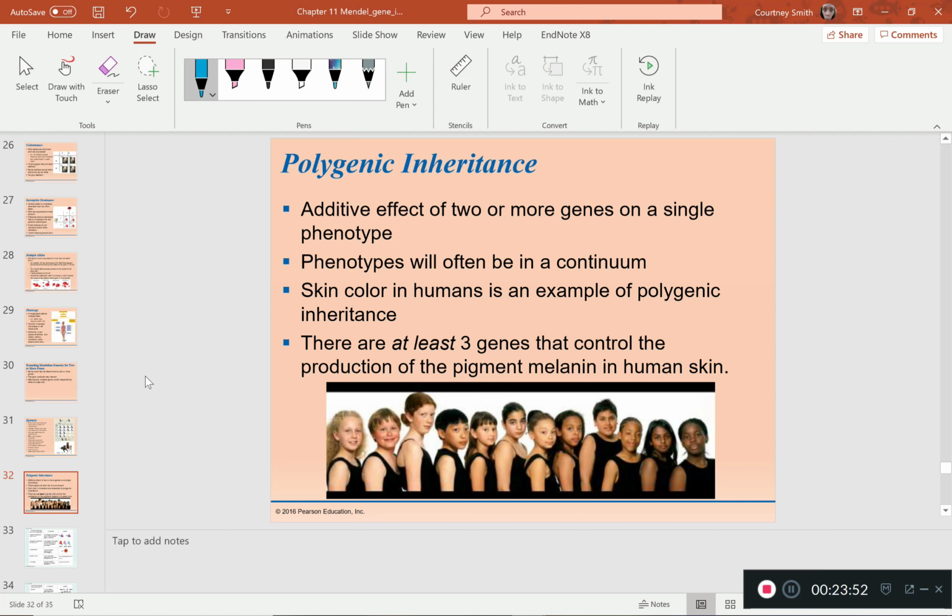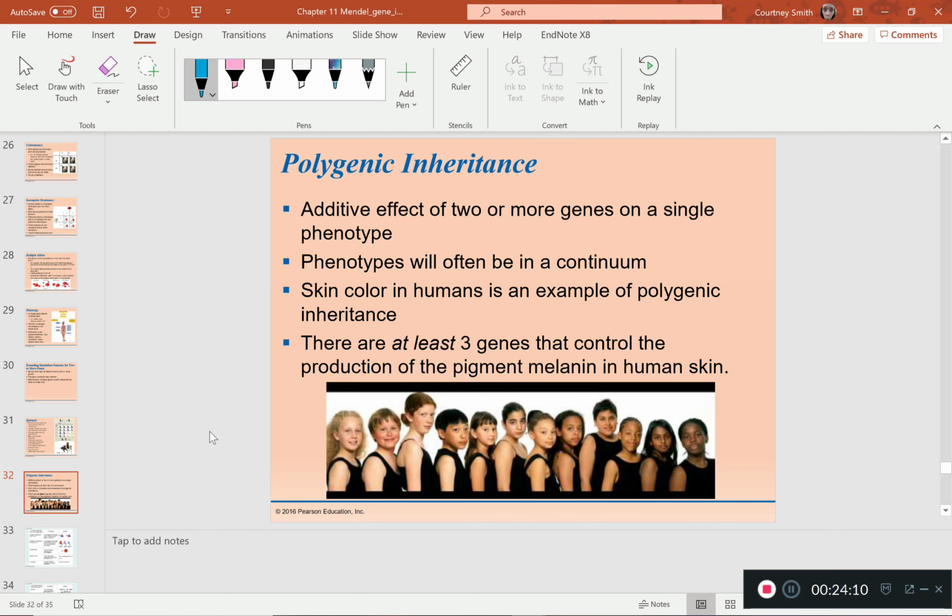So that's the little hint: whenever there are certain phenotypes that form a continuum, meaning there are different types of presentations, but it's all regarding one single thing.